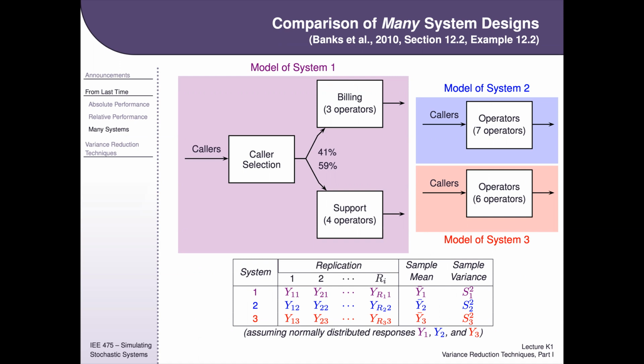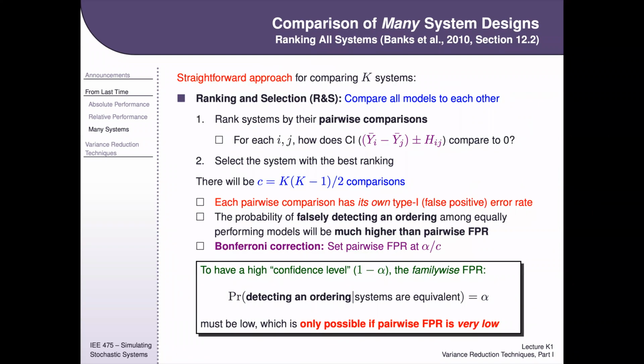The only way you guarantee you don't accidentally tell your boss that system 2 is better when they're all equal is by inflating the confidence level or deflating the type 1 error for each pairwise comparison. We have to do that to avoid the so-called fishing problem, so you don't accidentally find a difference just by chance. So that's the naive way to do ranking and selection.